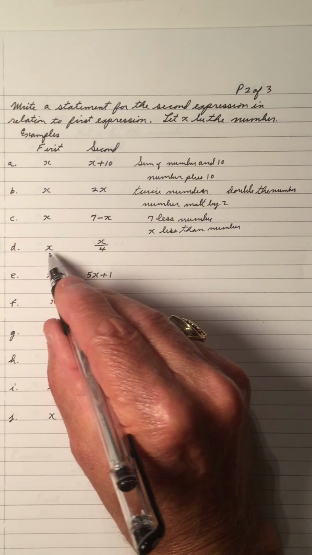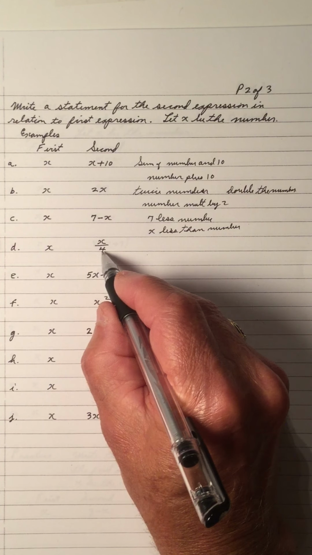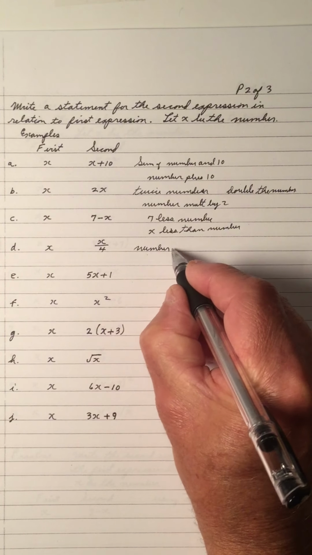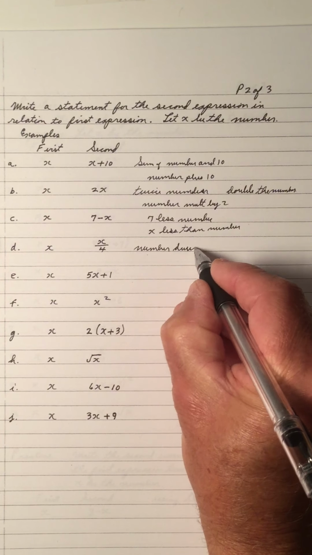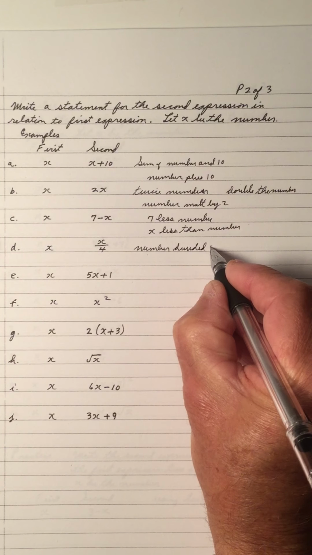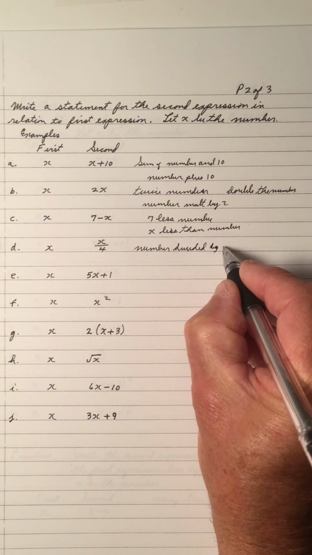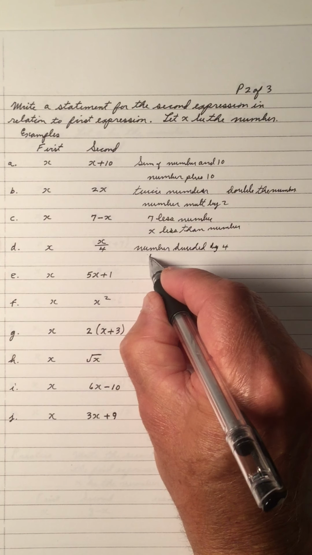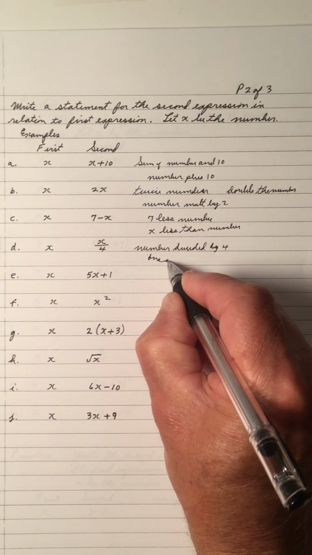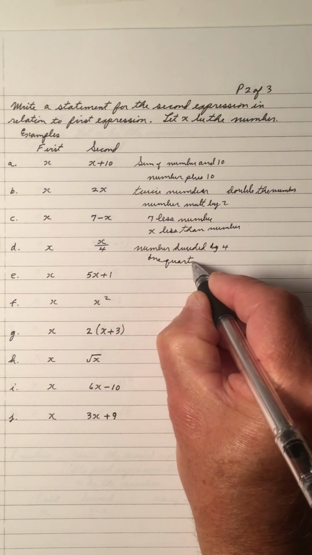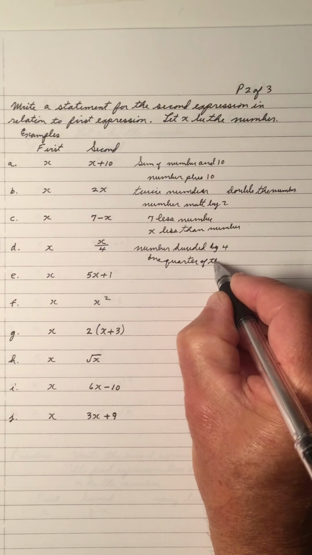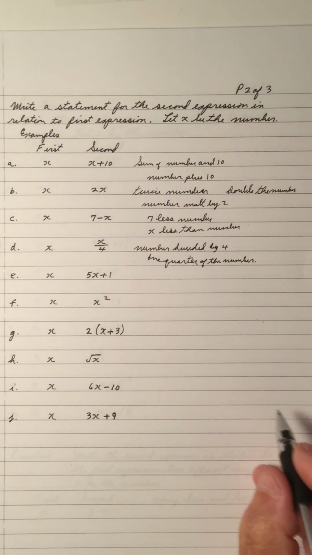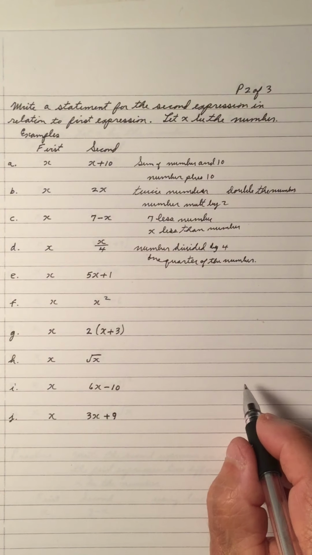D, that's the number. So what are we doing? We're dividing the number by 4. So that's the number divided by 4. Or we could go one quarter, Q-U-A-R-T, one quarter of the number, the same idea. Divided by 4 is the way most people would say it.